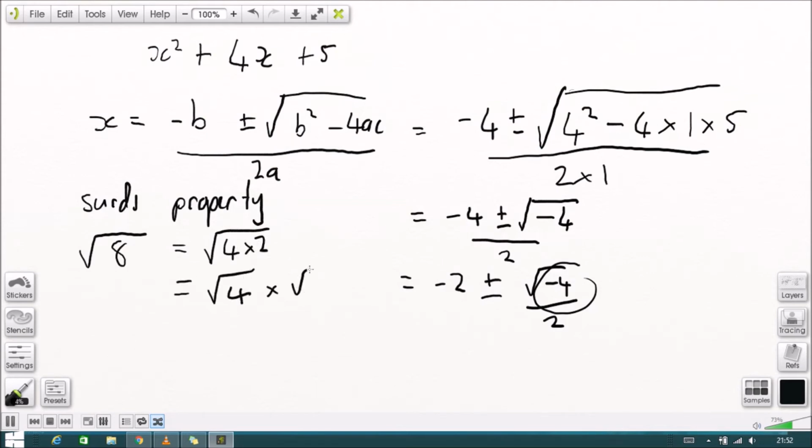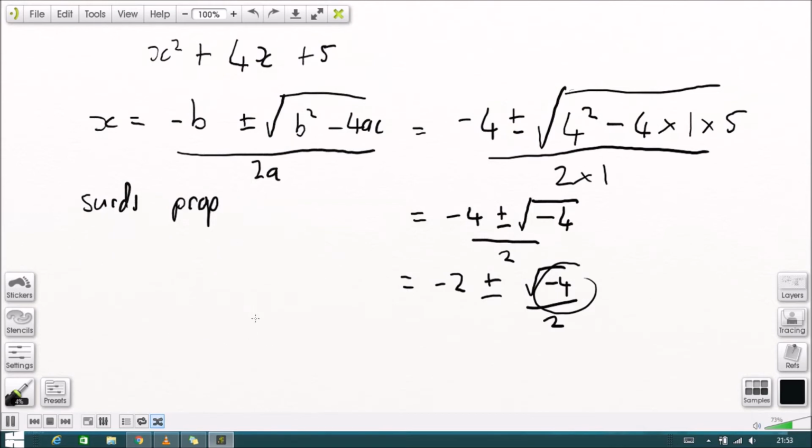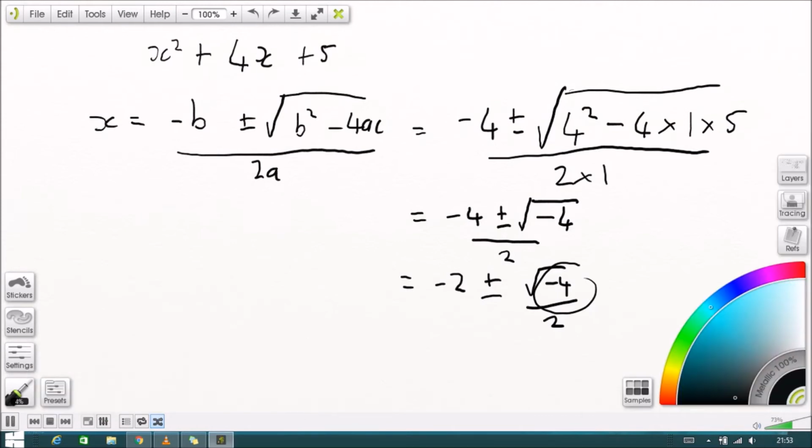So the square root of 8 could be the square root of 4 times 2, which could be the square root of 4 times the square root of 2. Square root of 4 is 2, so it'll be 2 lots of the square root of 2. We'll apply this to the square root of negative 4 now.